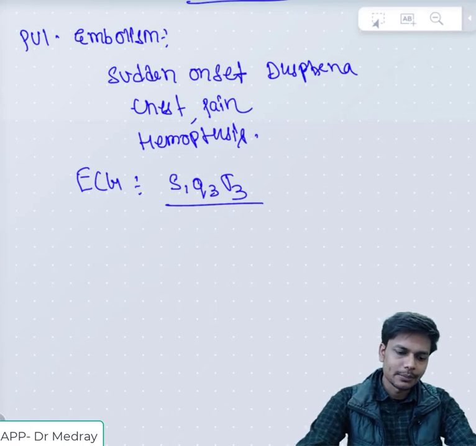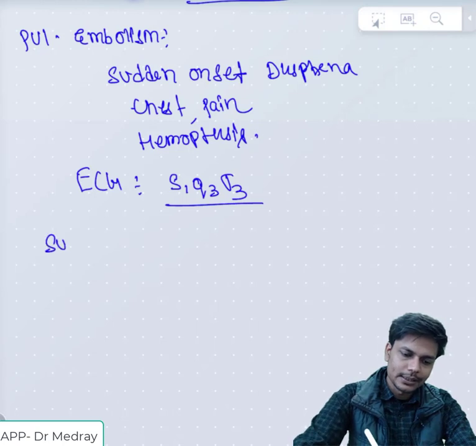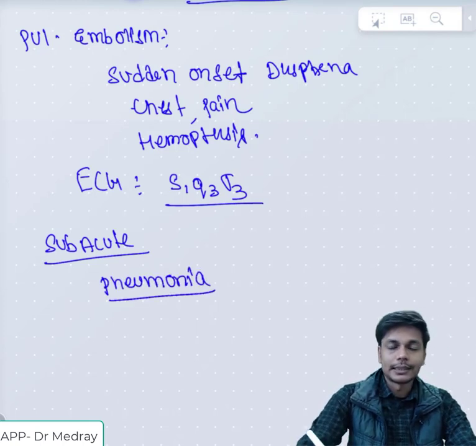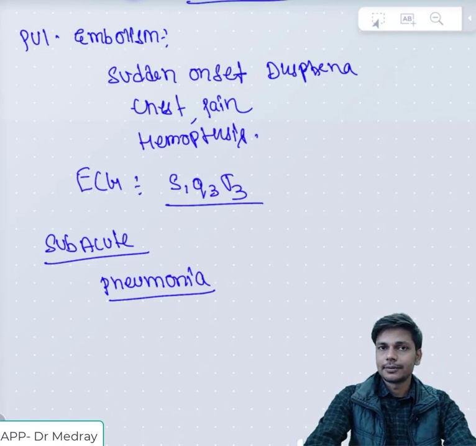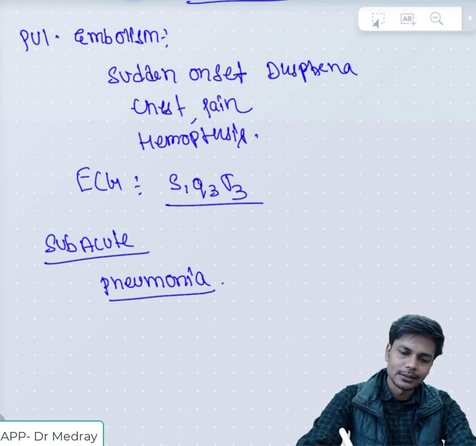The dyspnea can be subacute in pneumonia. There will be history of fever. As we know that pneumonia is an infective condition, there will be history of fever, cough with expectoration, and there will be history of breathing difficulty.